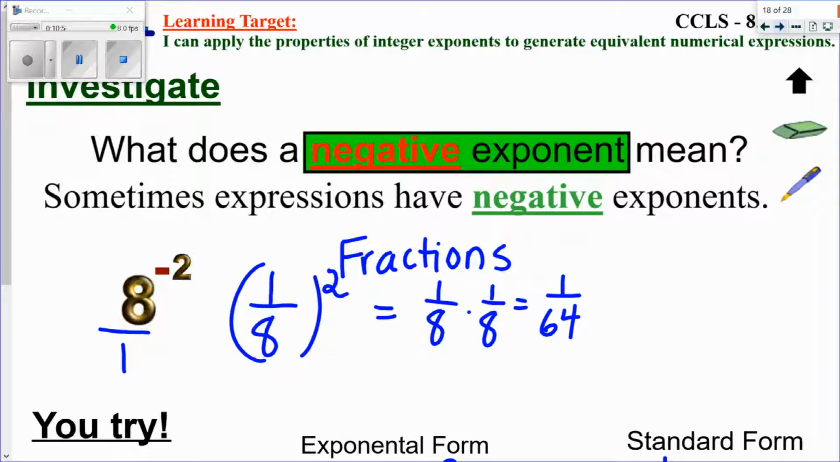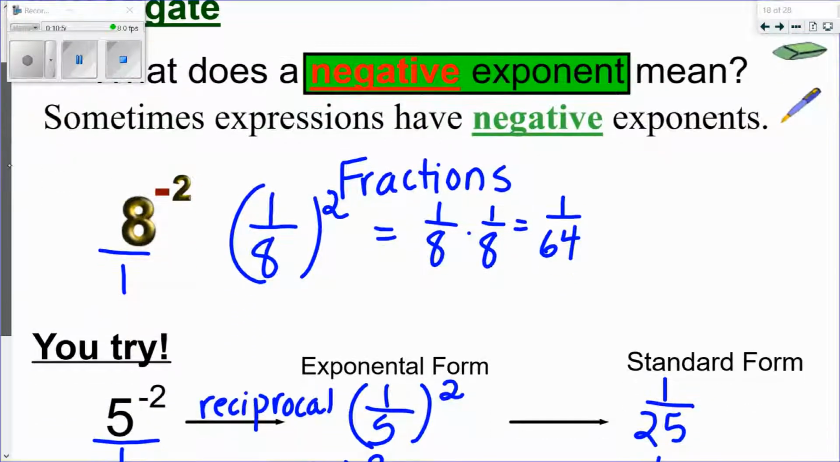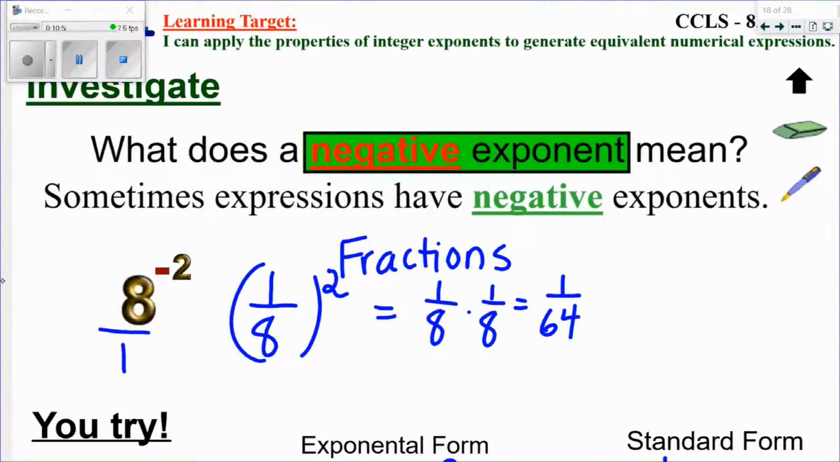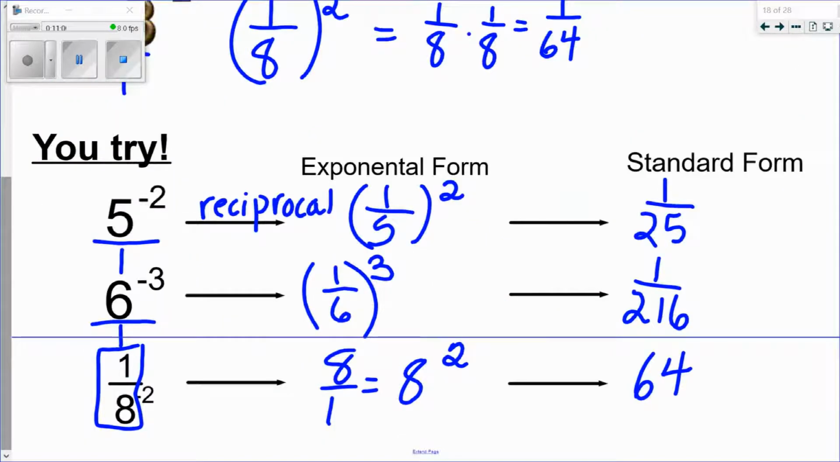So now you have to try it, and now we'll go over it. Here we go. 5 to the negative 2. Put it over 1, do the reciprocal, 1/5, and then turn the exponent positive, and you get 1 over 25. 6 to the negative 3 gives you 1 over 6 to the third. Put it over 1, reciprocal, and you turn the exponent positive, and you get 1 over 216.